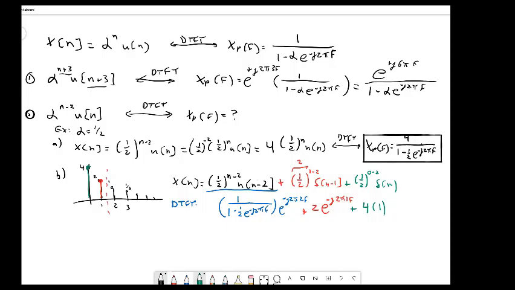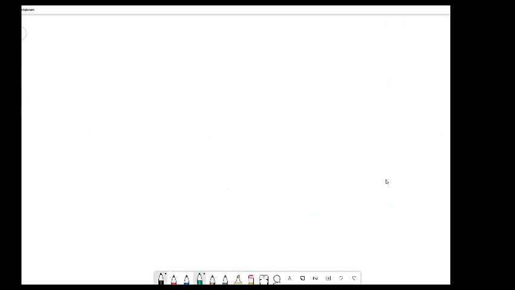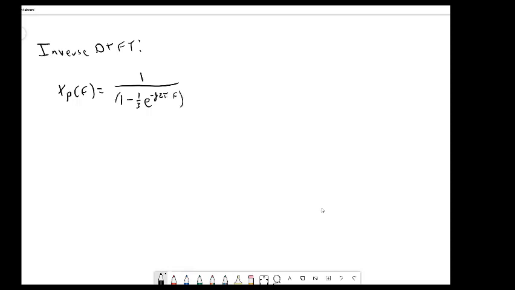Let's take an inverse transform just to see how it works in that context. So in an inverse transform, let's say we have a function that we want to inverse transform, and it happens to be this one. So 1 over 1 minus 1/3 e to the minus j 2 pi f, and that's quantity squared. And we want to know what's the time function, what's the inverse discrete time Fourier transform of that gives us some x sub n.